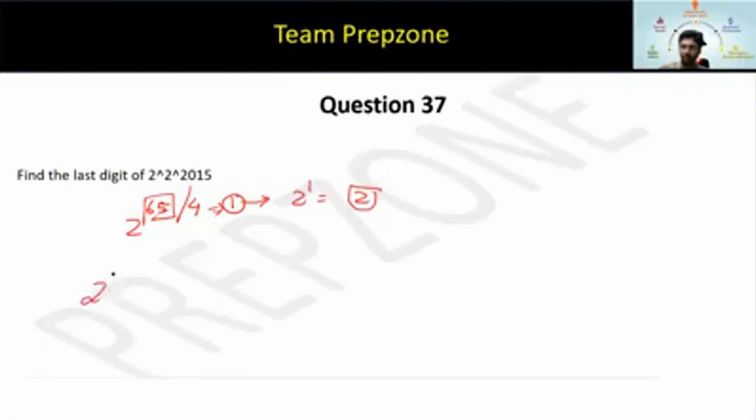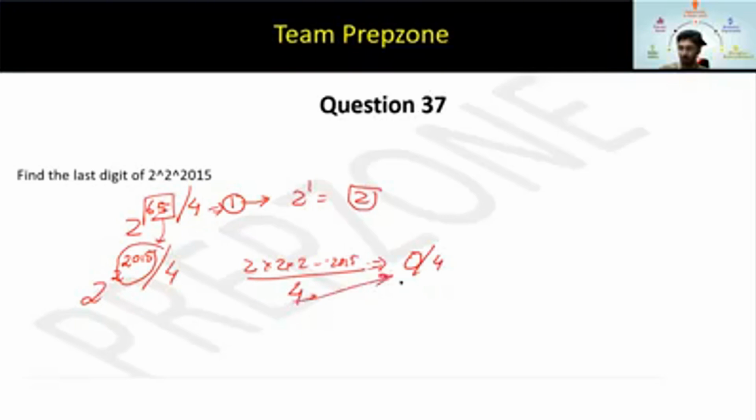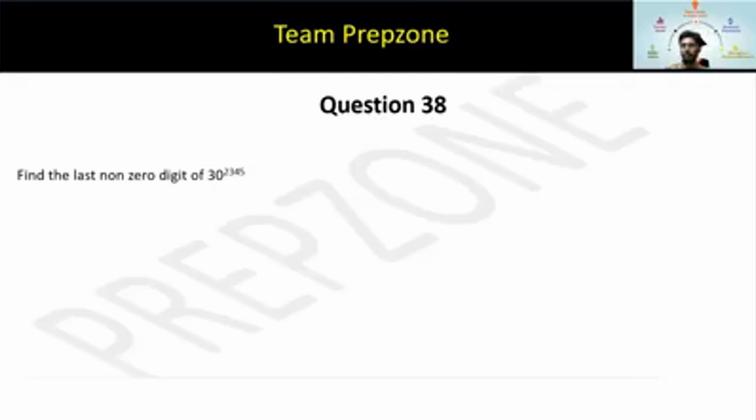Here the question is 2 to the power 2 to the power 2015. Whatever be the power of 2, divide it by 4, right? So this is 2 to the power 2015, meaning 2 into 2 into 2, 2015 times. I am dividing it by 4. The remainder has to be 0, obviously. If the remainder is 0, this is the same as saying the remainder is 4, 0 or 4, right? The answer is 2 to the power 4. Last digit is 6. Clear, everyone?